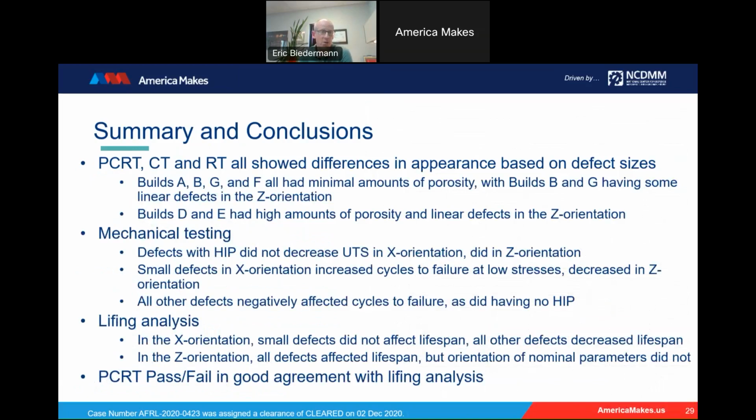So PCRT, along with the other NDE methods that were applied, we did see demonstrate sensitivity to the defective material states that were built in these components. B and G, those ones that had defects built in but were hipped, in the Z orientation, those tended to have more issues than the ones built in X. Mechanical testing, again, good correlation between PCRT data and the tensile testing results. Again, Z orientation had worse performance in fatigue testing than the X orientation parts.